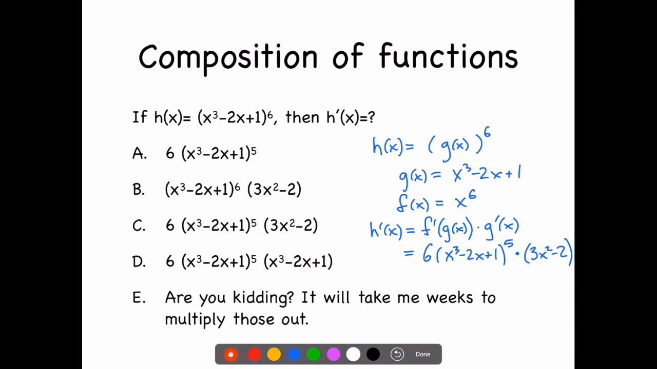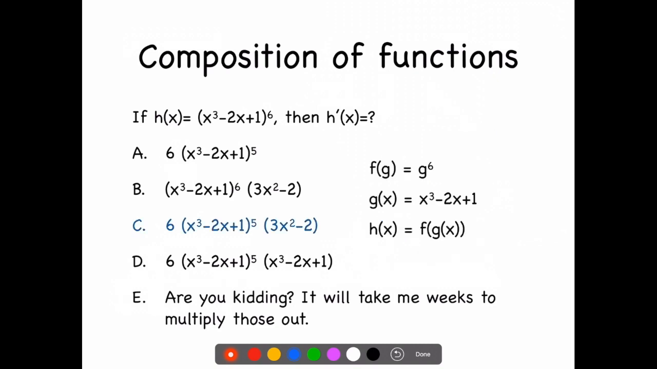So which of these do we have over here? We have, here's a 6 g of x to the 5th, and 3x squared minus 2. So it's this one here. Okay.